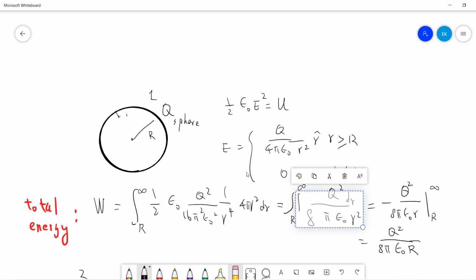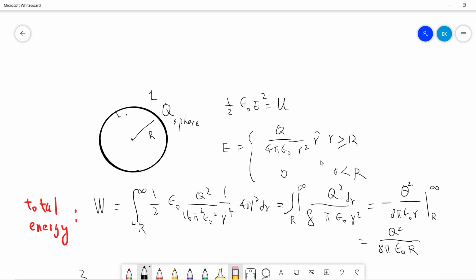Okay, so the first configuration is that we have a conducting sphere, or whatever. We just have a sphere which is a shell, and there is a uniform charge Q. We want to find the total energy and the electric field.